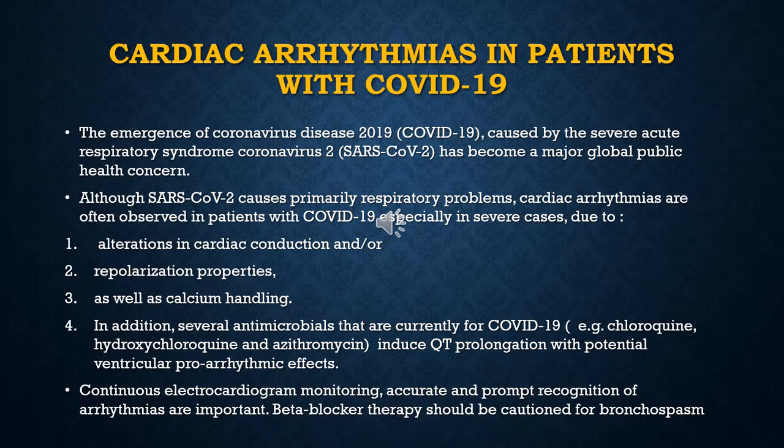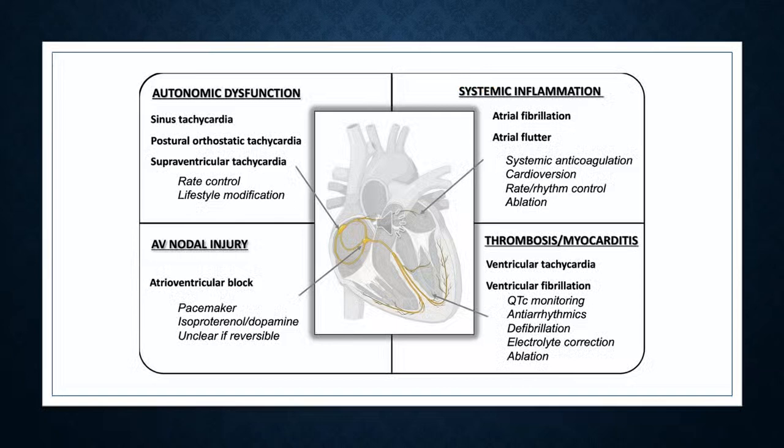In this slide, I give you a summary of the pathophysiology of arrhythmia that can happen with COVID-19. Maybe arrhythmia happens due to autonomic dysfunction. This will cause sinus tachycardia, postural orthostatic tachycardia, and supraventricular tachycardia. And what is the treatment in this case? Rate control and lifestyle modification.